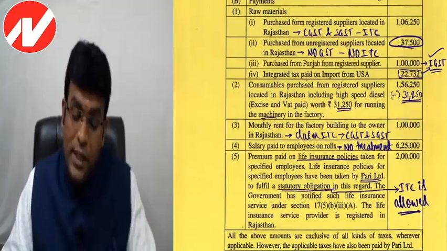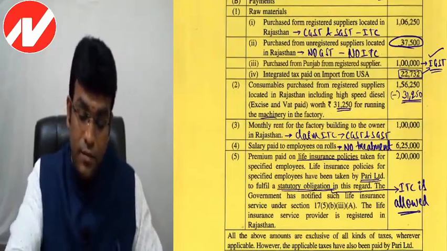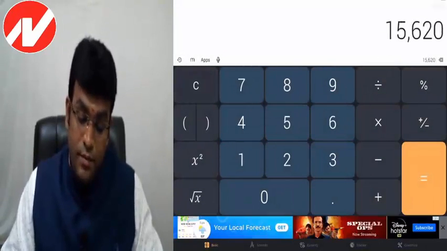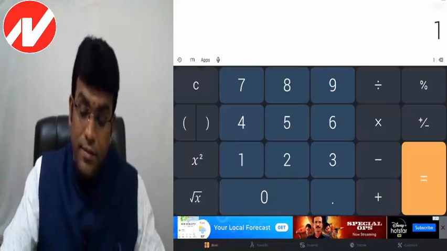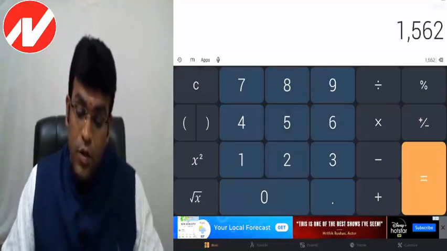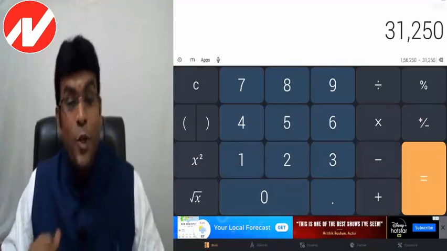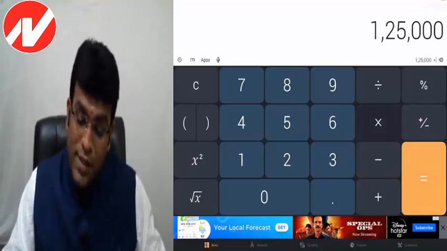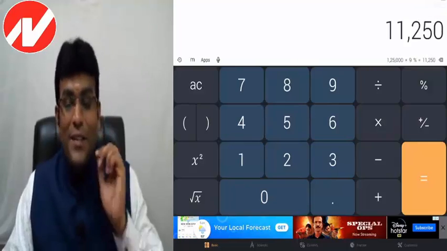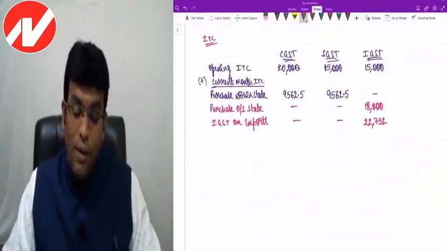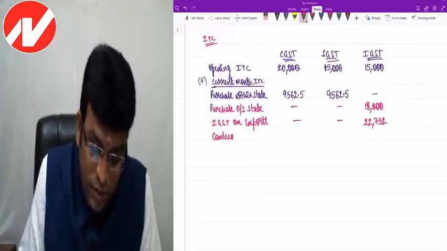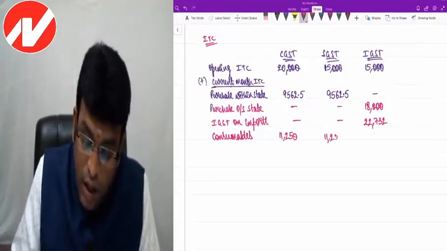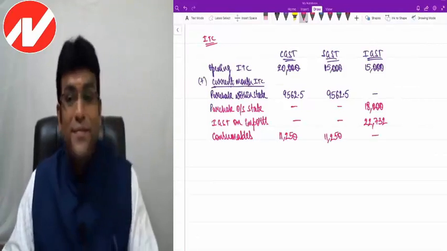Consumables from 156 to 250, my dear friends. I'll reduce 31,250 because that is towards high speed diesel. What is the balance? 1,25,000. On this 9% comes to 11,250. So for consumables, I'll take the figure as 11,250 and 11,250. Clear friends? What else?